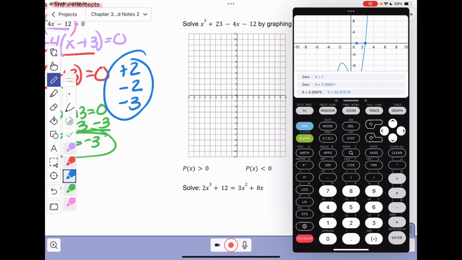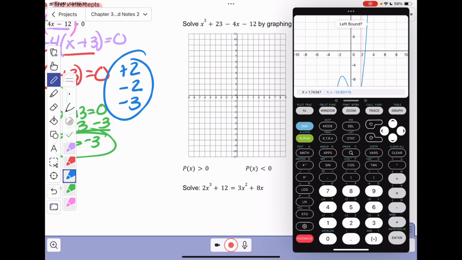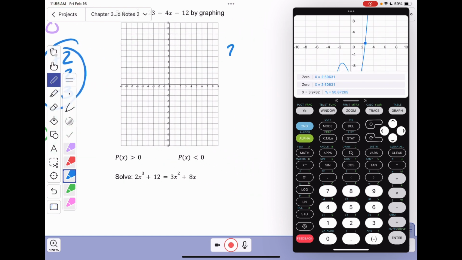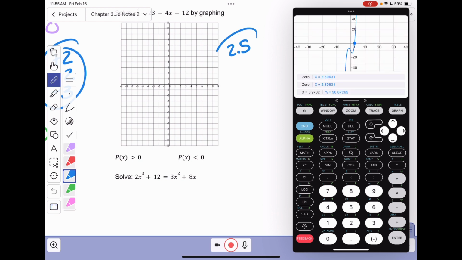So if I look at that, I do second trace 0. I go to the left. I go to the right. And it tells me my 0 is at 2.5. So I could do it on the calculator. I could draw it out based on that graph. If I zoom out some more, I can find those max and mins, but essentially that's how we do it.